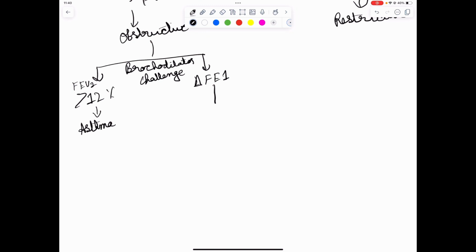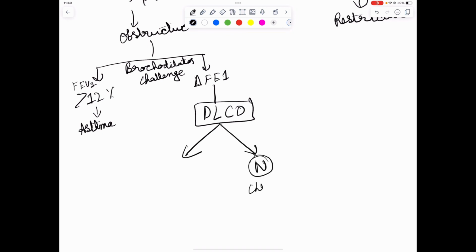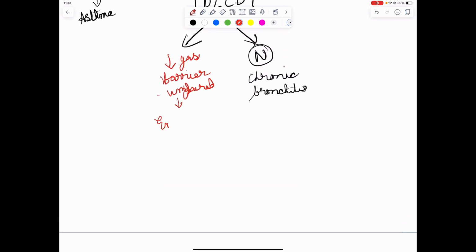So now we will see what the diffusion across the alveoli is. So DLCO, diffusion capacity of the lung for carbon monoxide. So what will we say? If there is a normal gas barrier, then chronic bronchitis. And if the gas barrier is impaired, then it would be emphysema.